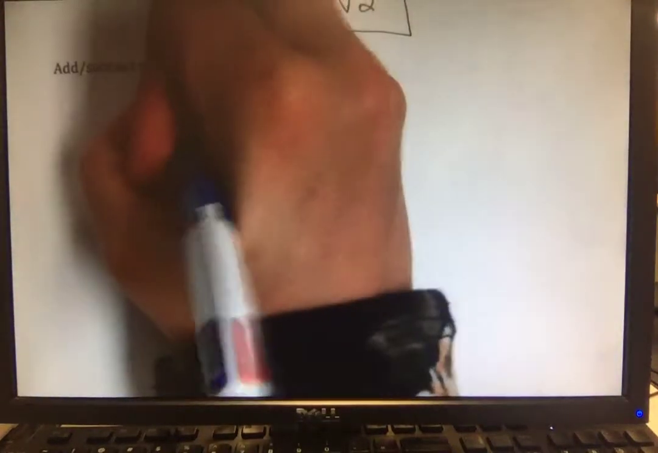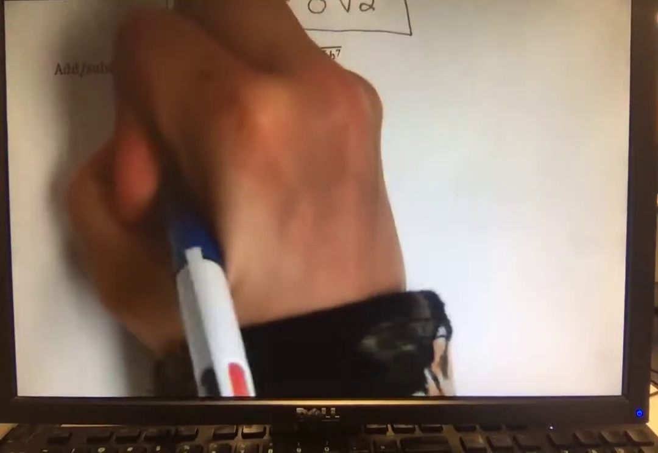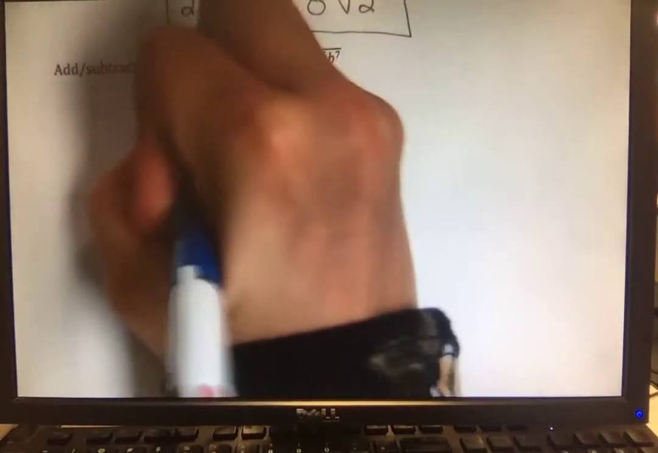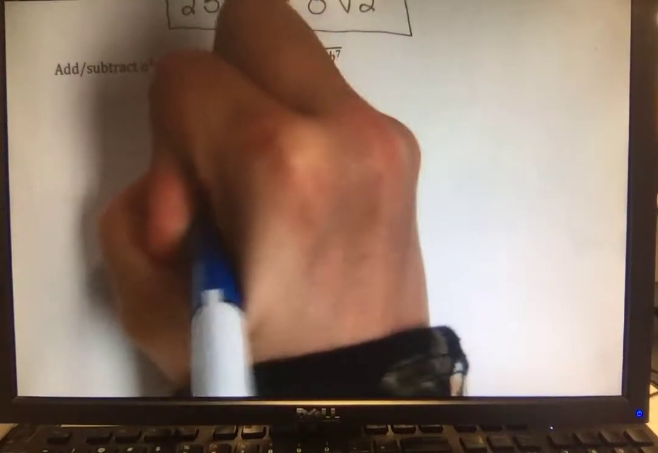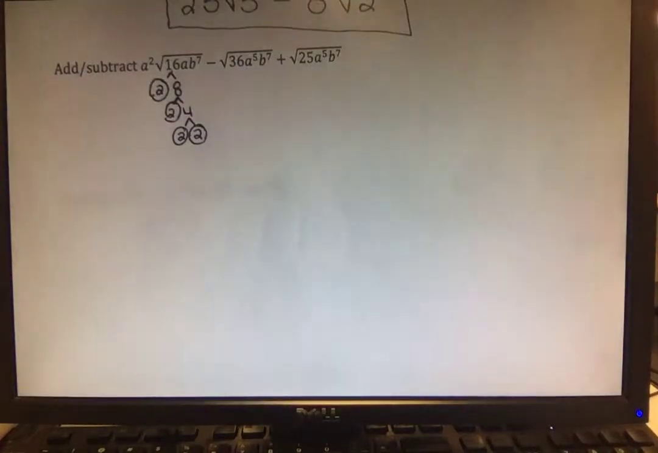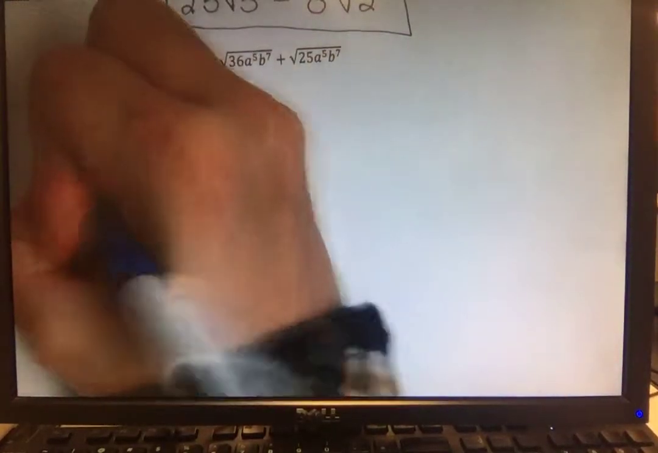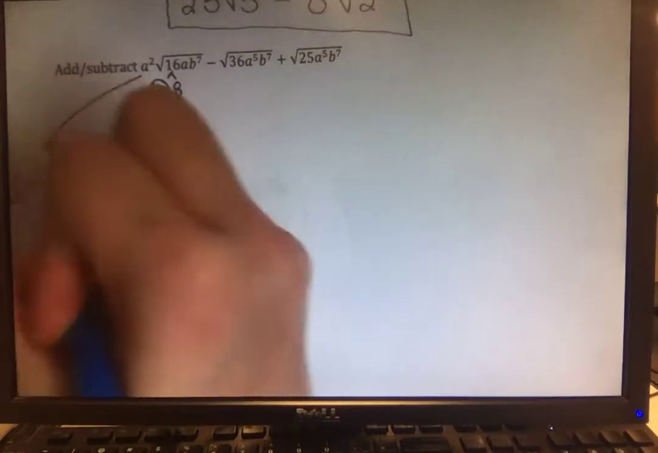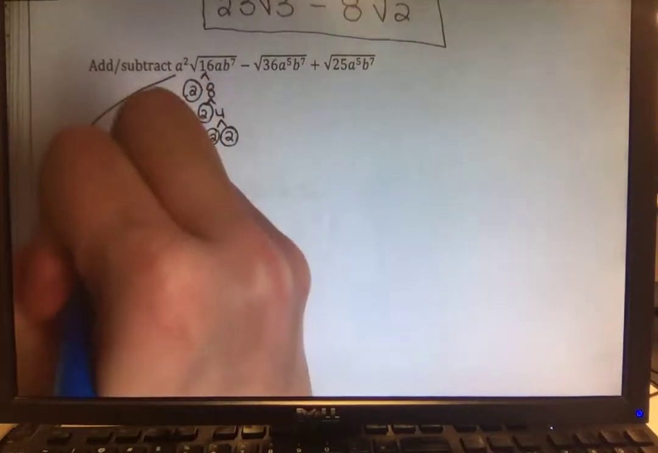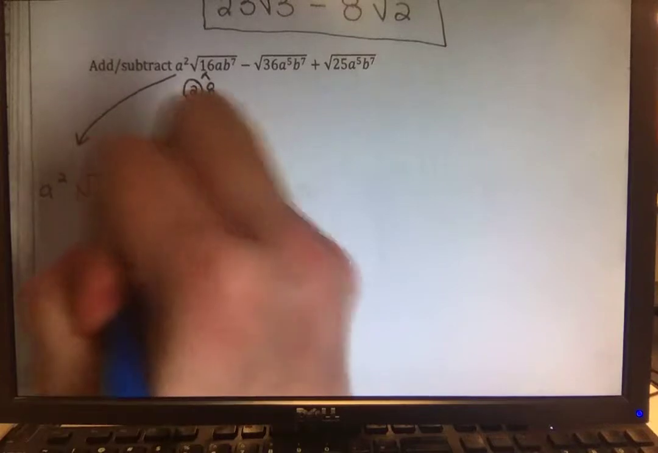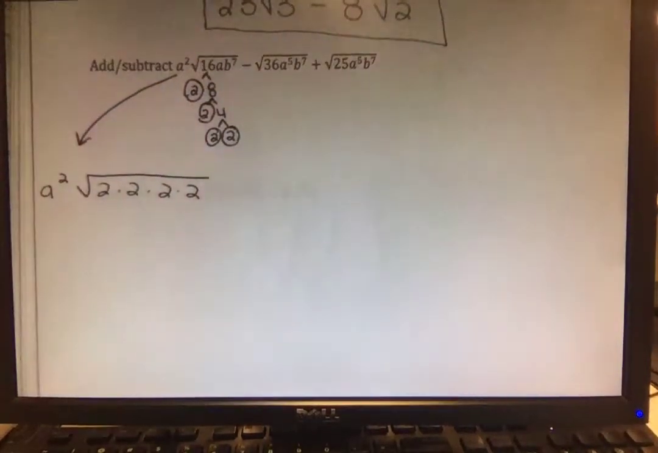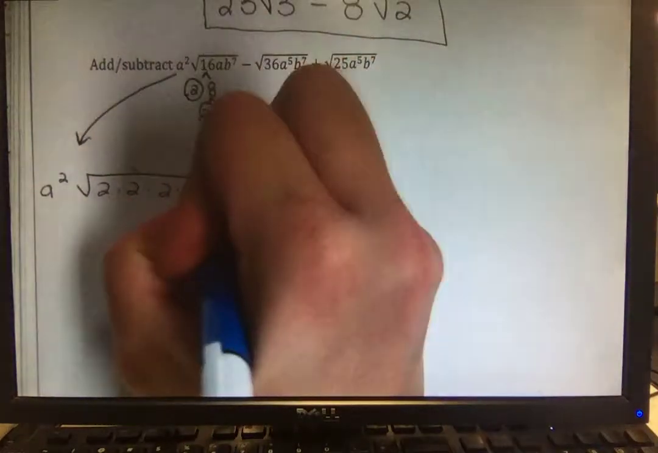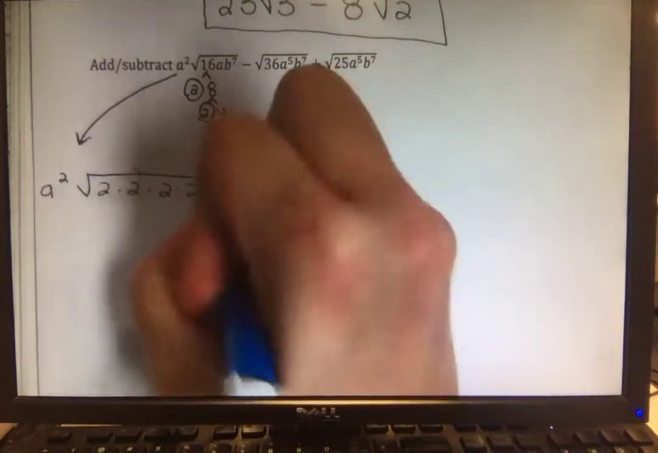So 16, we can say 2 times 8. 8 is 2 times 4. 4 is 2 times 2. Just like the previous problem, this a squared is out front. It's going to stay out front. Underneath the radical, we have 2 times 2 times 2 times 2. It's the square root, so we're looking for 2 of a kind. I'm sorry, I forgot about these a's and b's over here. So 1a and 7 b's.